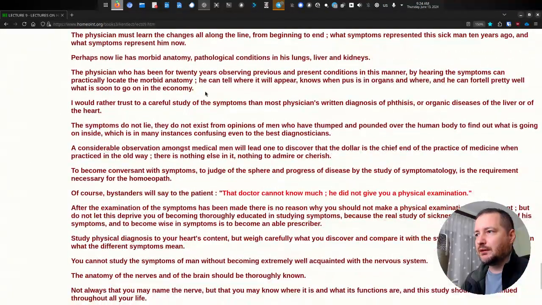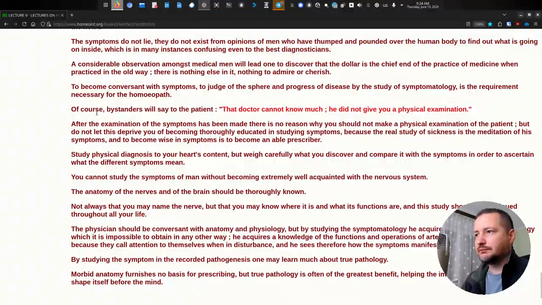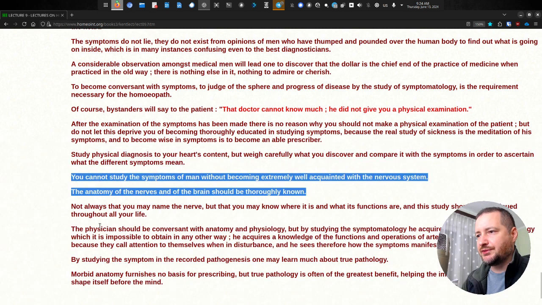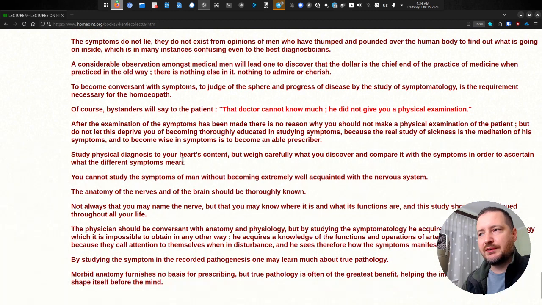What else is there? Of course, the bystanders will say to the patient, that doctor cannot know much. He did not give you a physical examination. Study physical diagnosis to your heart's content, but weigh carefully what you discover and compare it with the symptoms in order to ascertain what the different symptoms mean. This is talking about the same thing. Don't get lost in the physical examination of the patient. Of course, sometimes it's necessary, but most of the time it's not.